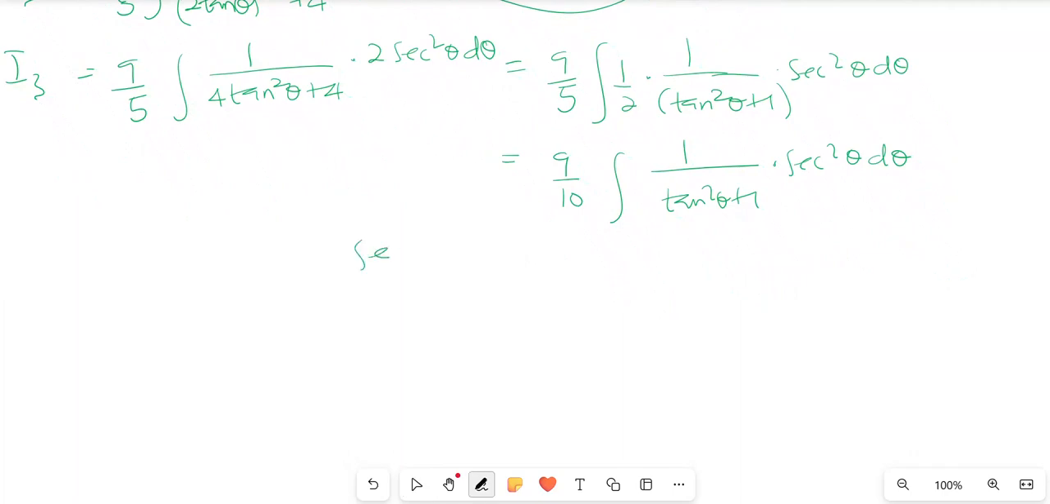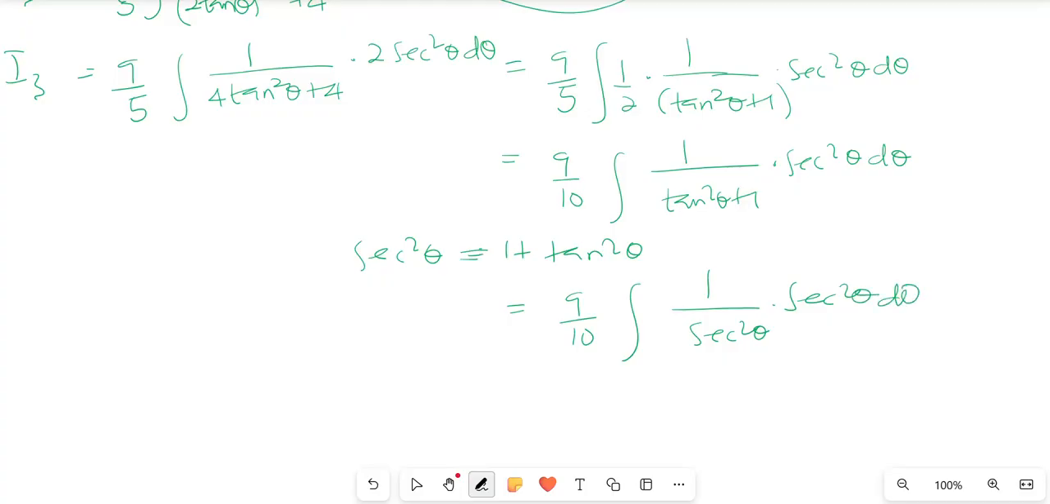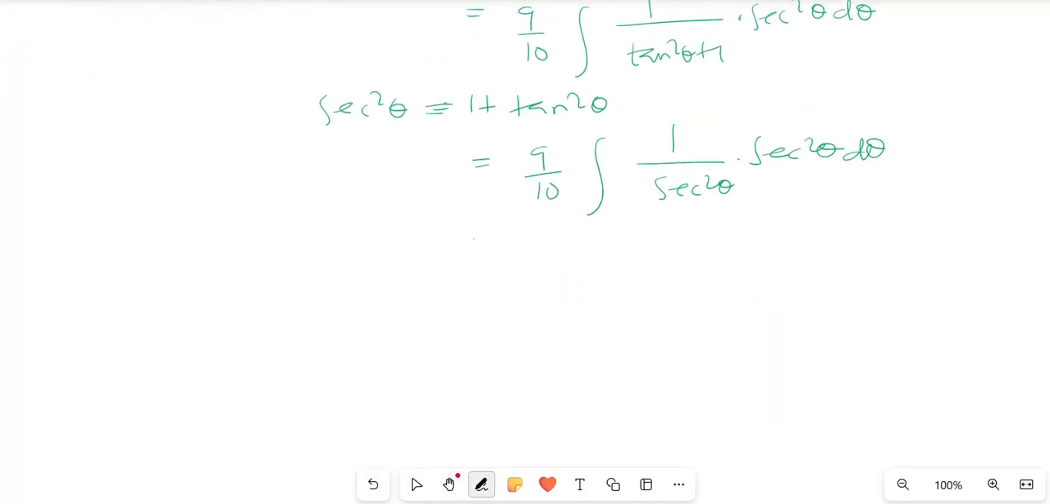We know that secant squared theta is equal to 1 plus tan squared theta from the Pythagorean identities. So this can be further simplified into 9 over 10 integral of 1 over secant squared theta times secant squared theta d theta. This should be equal to 9 over 10 integral of 1 d theta, because the secant squared thetas will cancel out. So we are just integrating 1 in the theta world. So that should just be equal to 9 over 10 times theta.